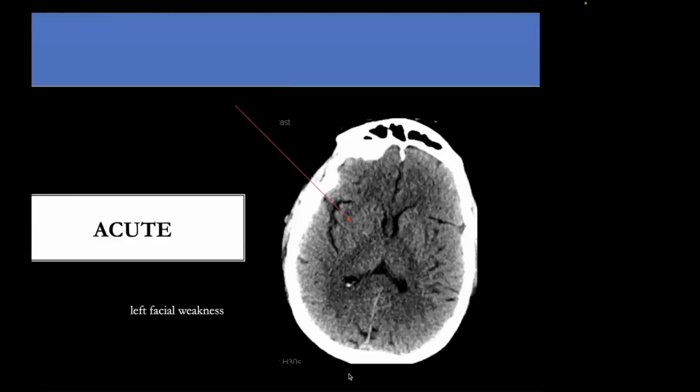So in the acute phase, in this patient with left facial weakness, there's really not much to see here. This is the initial scan. You could argue that the border of the lentiform nucleus on this side is different than the border on this side. And with a history of left facial weakness, it would suggest a right-sided abnormality. The insular ribbon is normal in this slice.